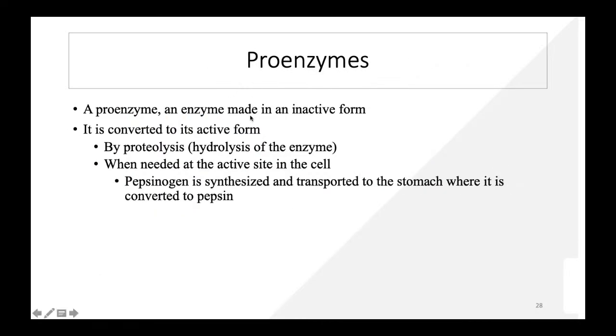So a proenzyme is basically an enzyme which is in the inactive form. It can be changed to the active form by proteolysis, that is hydrolysis, and we mostly need them at the active site in the cell. For example, pepsinogen is synthesized and transported to the stomach, where it is converted to pepsin in its active form. So these are various proenzymes.